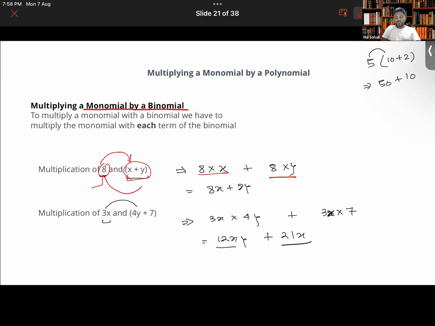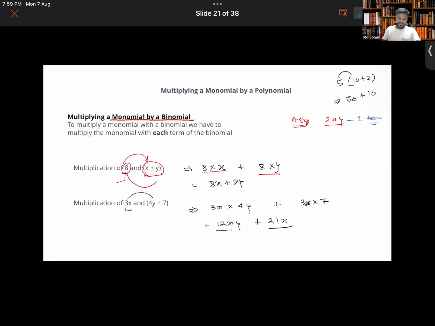For example, if you have an algebraic expression 2xy, what do we call that, Arham? What do we call that? No, that is a monomial. Since it has got only one term, hence we call it a monomial. Look at this table here. That will give you a better clarity.